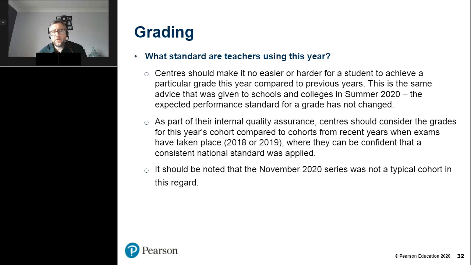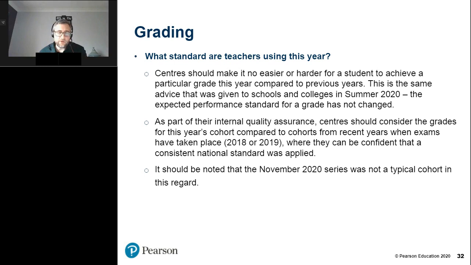Now, the advice here in terms of your quality assurance process is to consider the grades for this year's cohort compared to the performance when exams actually took place. So series which were not affected by COVID. So essentially it's summer 2018, summer 2019, where you can be confident that a consistent national standard was applied. So if you're reflecting, for example, on your historical performance when you're looking at your grading outcomes to see whether it's broadly in line or a reasonable expectation, don't look at summer 20, look at summer 18 and 19 outcomes.